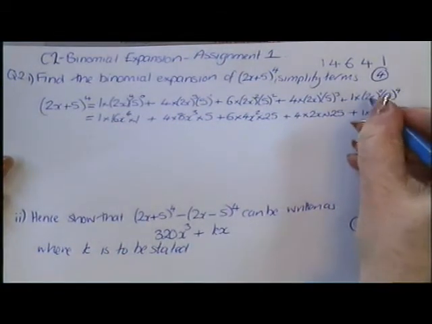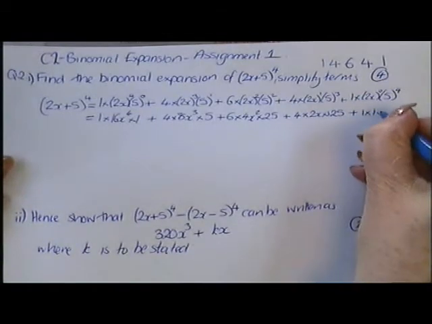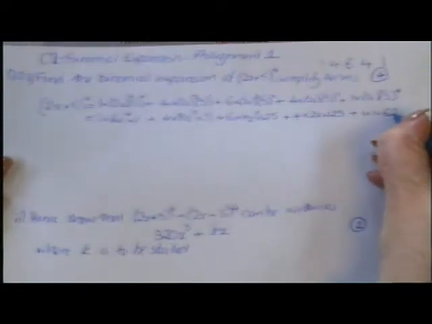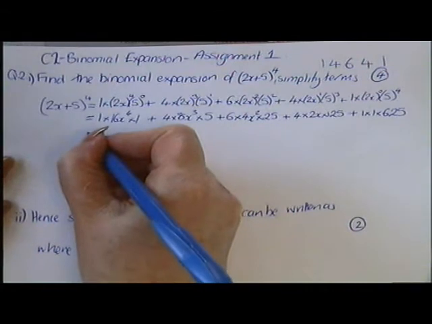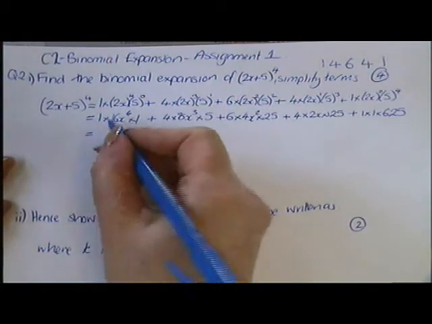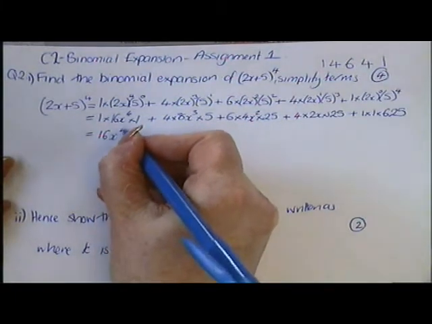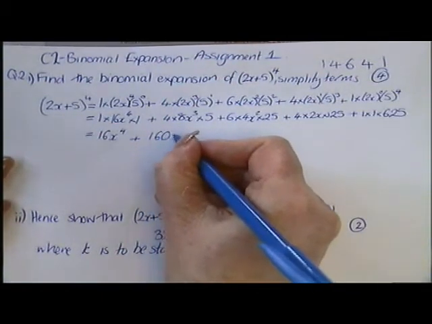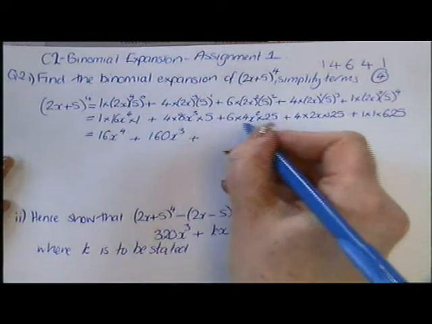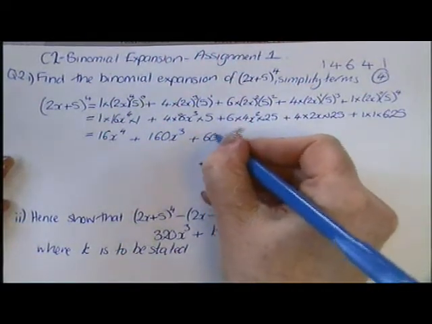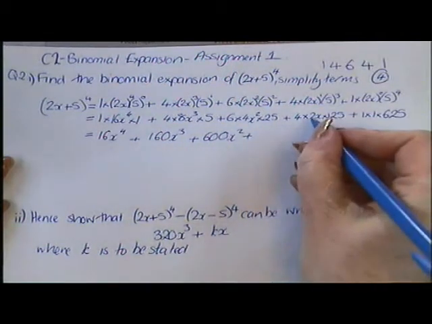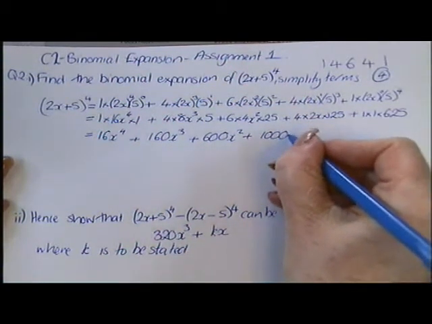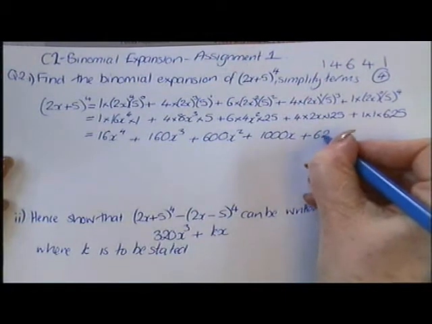Add 1 times 2x all to the power of 0 is 1, and 5 to the power of 4, 5 times 5 times 5 times 5 is 625. Okay, we still need to tidy that up a little bit further. 1 times 1 times 16 gives me 16x to the 4. Add 4 times 5 gives me my 20, times 8 is 160x cubed. Add 4 times 25 is 100, times 6, 600x squared. Add 4 times 125 is 250, times 4 is 1000x. Add 625.